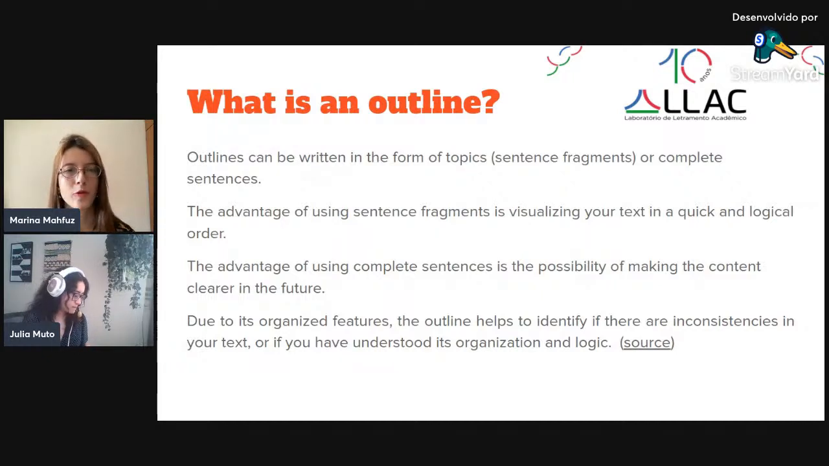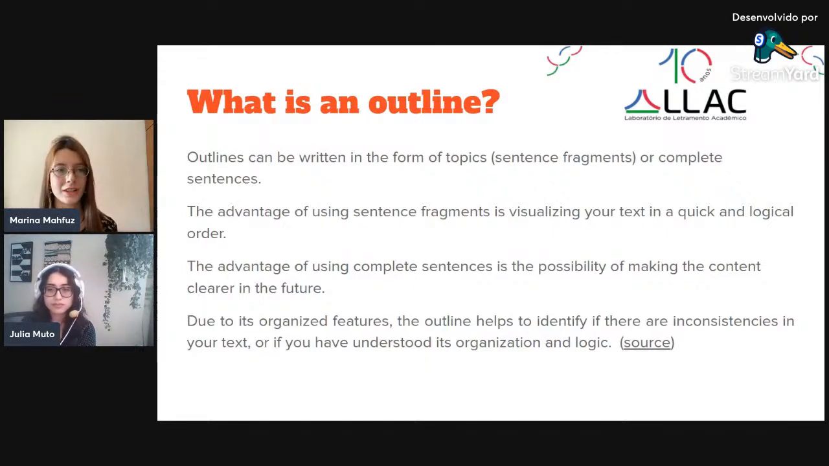So outlines can be written in the form of topics, which are sentence fragments, or complete sentences. We'll see examples of that. The advantage of using sentence fragments, which are shorter than full sentences in an outline, is visualizing your text in a quick and logical order. So it's quick, it's logical, it's nice. But the advantage of using complete sentences is the possibility of making the content clearer in the future. Now, this is important if you think this is a paramount text for you and you need to go back to this text in the second year of your undergraduate course or in the third year. This is a text that revolves around your undergraduate course. So you need to do another type, perhaps, of outlining. Your outline needs to be more complete.